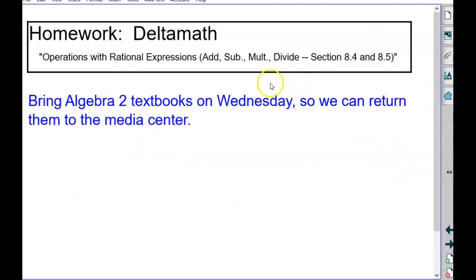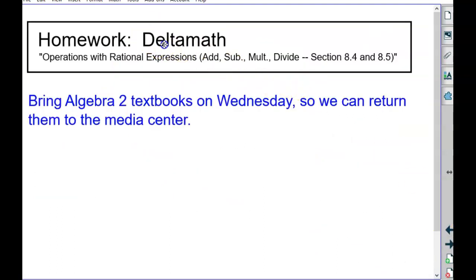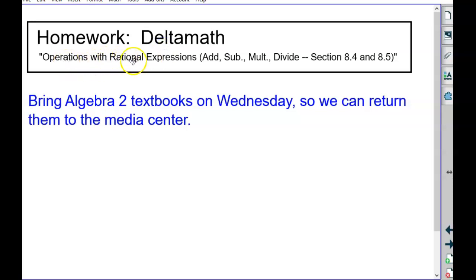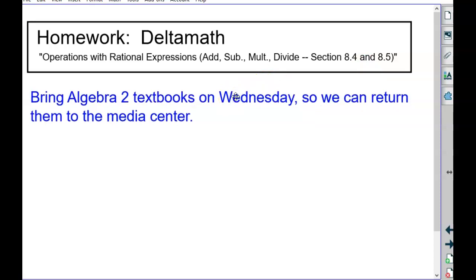Okay, so your homework tonight is on Delta Math. It's titled Operations with Rational Expressions, Add, Subtract, Multiply, Divide. If you're looking at your textbook at all, it's section 4.8, 4.5. And this is for people who are in class, but if you're coming into Tartan, if you don't use your book, we're going to do some stuff out of the book, but all the homework assignments are either going to be Delta Math or a Desmos activity for next week. So we really don't need your textbook anymore.